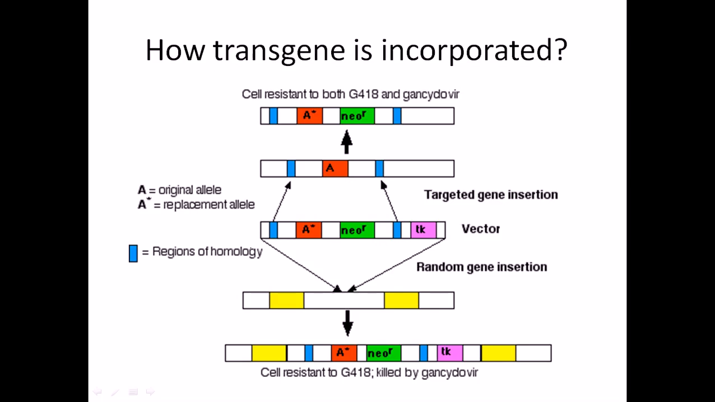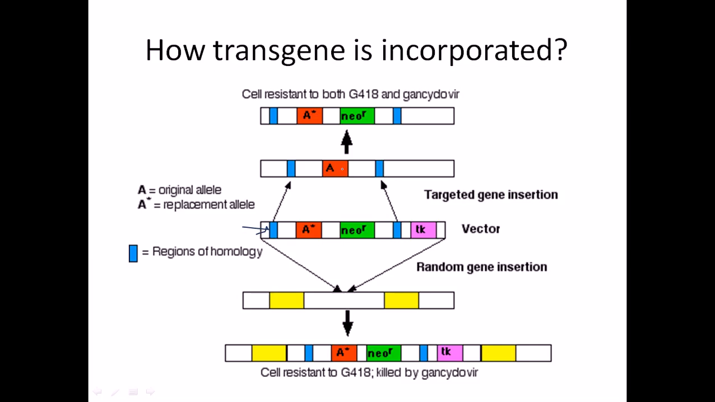Now, if we look at the genetics of how this transgene is incorporated, this will be very clear. This is the vector of interest. This vector contains a particular allele, let's say the allele A star, and it also contains a neomycin resistance gene and other recombination sites, denoted here in blue, which are also called regions of homology because they have homologous sections between them. We also have the original allele, A, in red. So there will be an exchange of genetic segments between them.